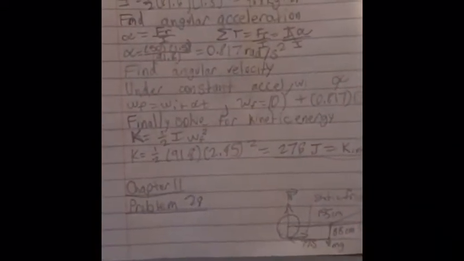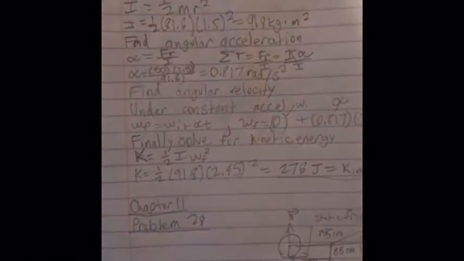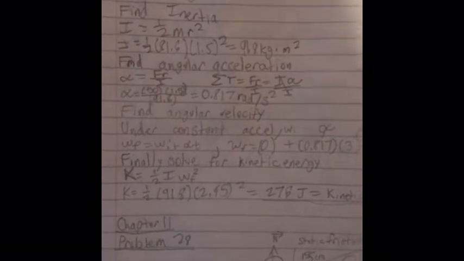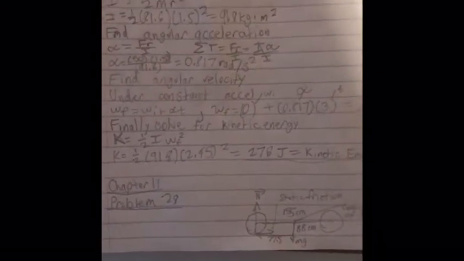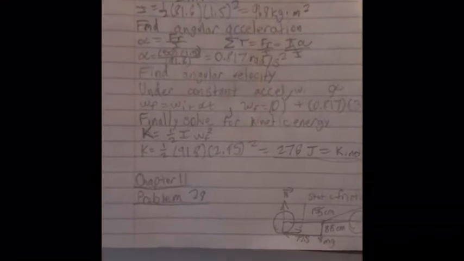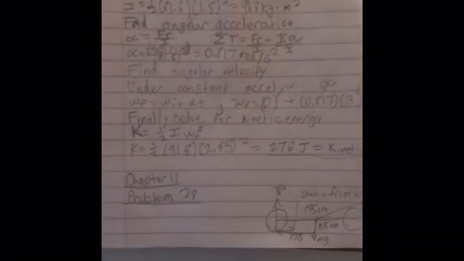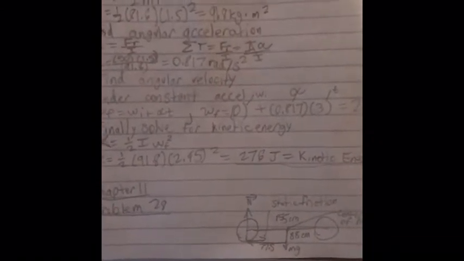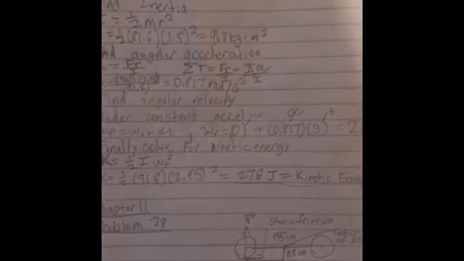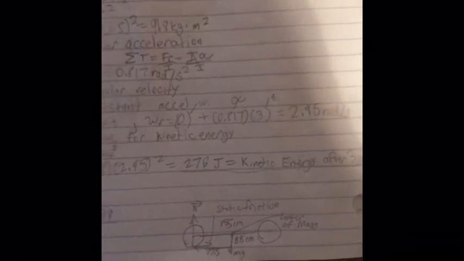So then I plugged in the numbers and got 0.817 rad per second squared, and then I had to find the angular velocity, and it was under constant acceleration. So the final velocity equals the initial velocity plus the angular acceleration times the time. I didn't have an initial angular velocity, we were given that it started from rest. Then we had the angular acceleration and the time, and we get 2.45 radians per second.